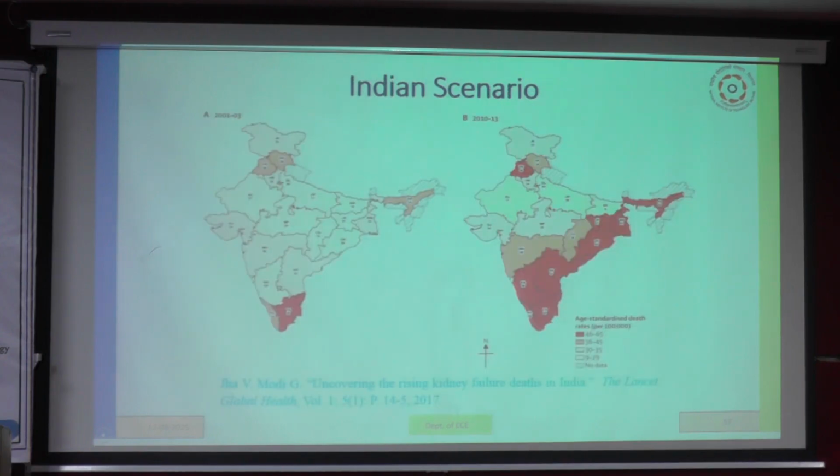So this is the Indian scenario. You can see the death rates due to kidney disease, the age standardized rates, for ages 46 to 65. These are the portions where the death rate is higher in this part of our country. The Northeast is also there, some part.